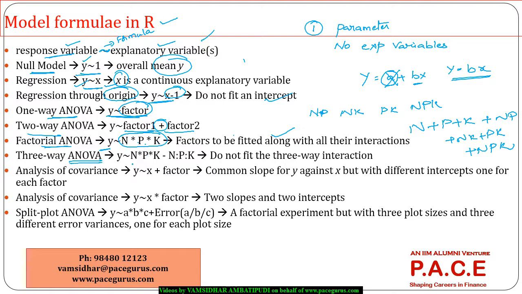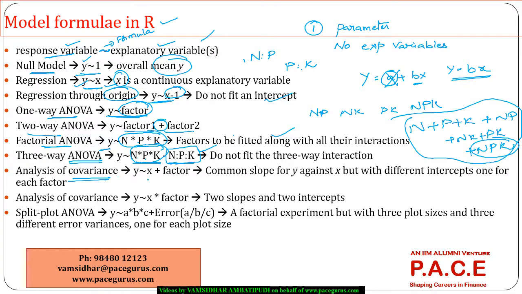Now, going with a three-way ANOVA, it means that I am looking at the three variables and their pairwise interactions. So this is the factorial ANOVA minus the term N colon P colon K, so I am not looking at the three-way interaction. Out of all the possible terms, I am removing this part. The two-way interaction will be represented as N colon P, P colon K, whereas the three-way interaction would be represented like this. So out of all the possibilities of factorial ANOVA, I am not considering NPK. That is my three-way ANOVA.